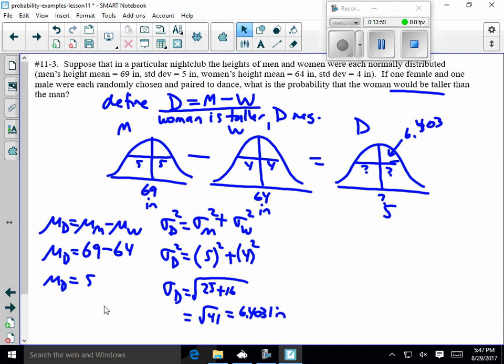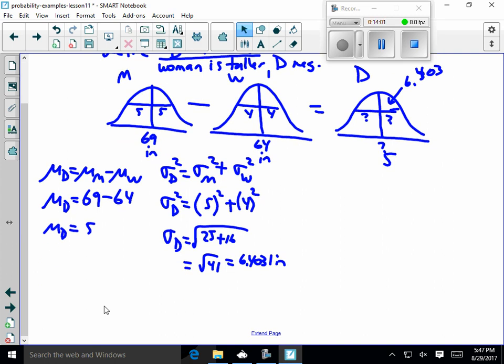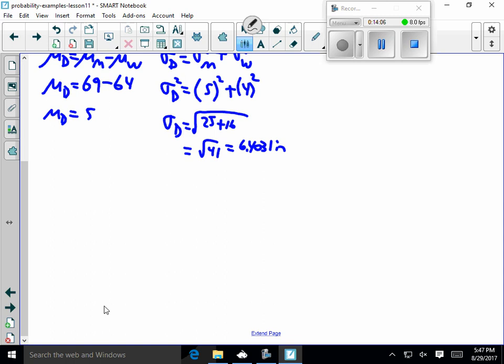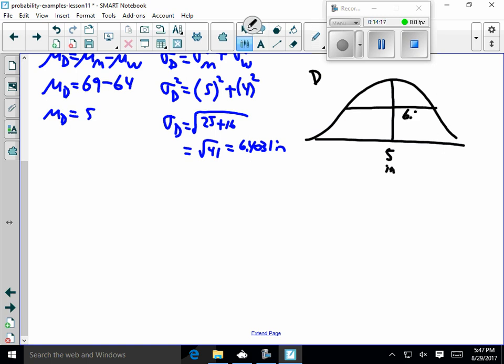Now the second part says, what's the probability that the woman would be taller? So let's extend the page here and we'll work on that as well. Now we've got a distribution here for this D variable, the difference. And we now know that the mean is 5 inches and the standard deviation is 6.4. I'm just going to round it to 6.4. So we want the probability that the woman is taller. And what that means is we're finding the probability that this D variable is negative.